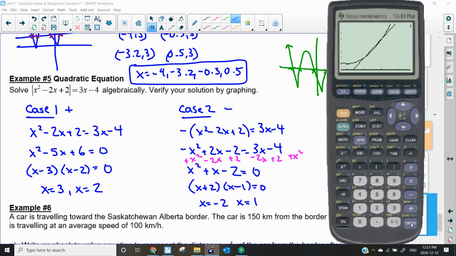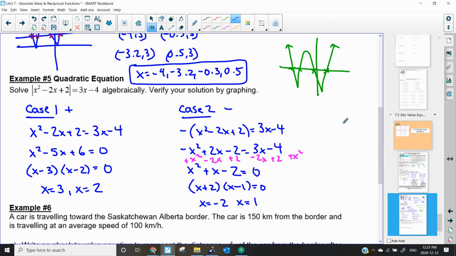Enter, enter, enter. And my other intersection is happening at 2, 2. So doing a quick sketch again here, I have a graph that looks like this. I have 2 points of intersection. So I have one up here and one up here. And this one here, it happened at 3, 5. And this point here happened at 2, 2. So that means x is 3 and x is 2.